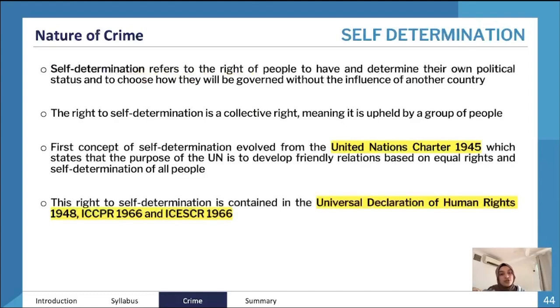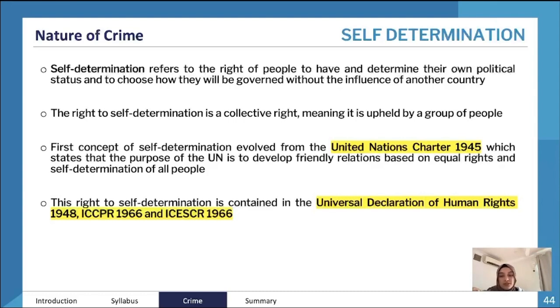Self-determination. This refers to the right of people to have and determine their own political status and to choose how they will be governed without influence of any other country. So the right to self-determination is a collective right. It is not an individual right as most of the other ones were. It is a collective right, which means it is upheld by a group of people.